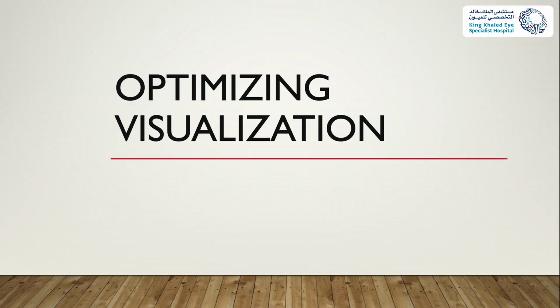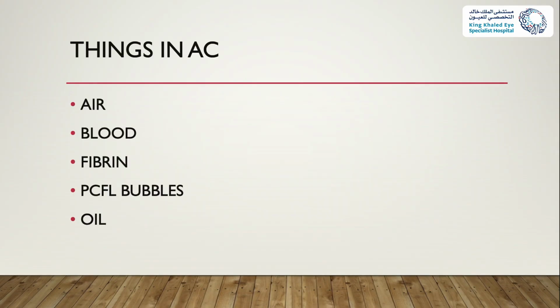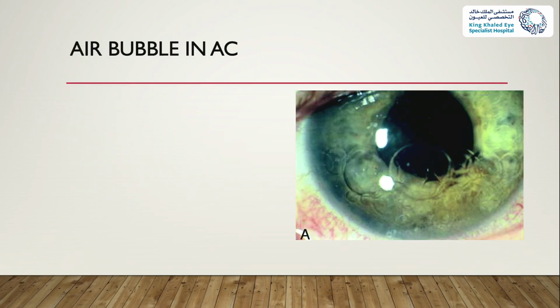Okay, some of you may find this relatively simple, but I thought it would be useful to do. Things that can go into the anterior chamber: air, blood, fibrin, PFC bubbles, oil. All of that can get into the anterior chamber, and it's a nuisance for the surgeon trying to do the surgery. So, air bubble in AC.